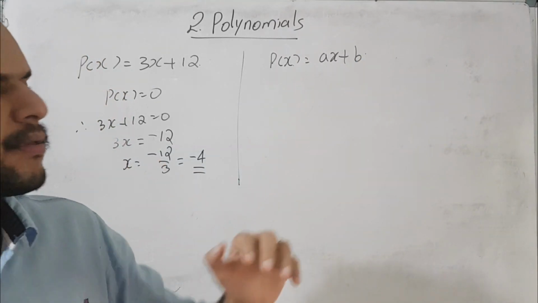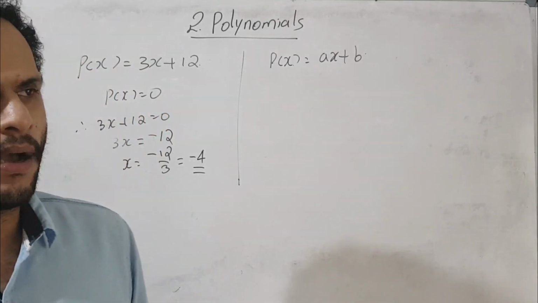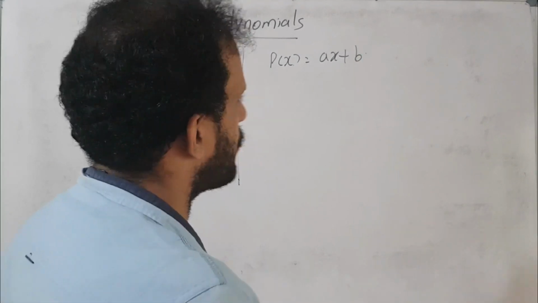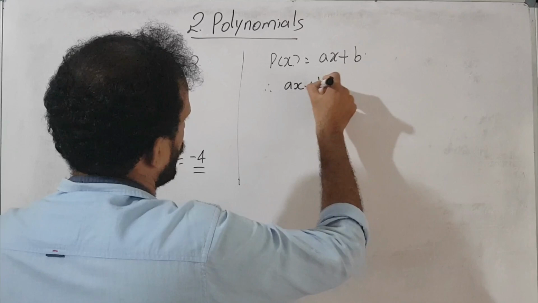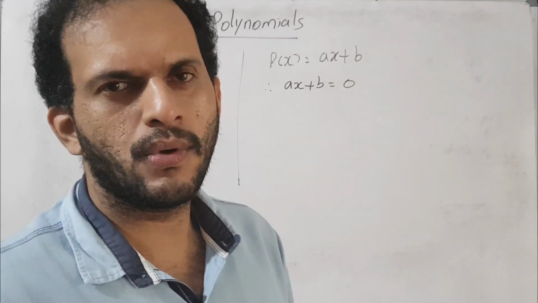So how do we find the 0 of this polynomial ax plus b? What is the idea? The idea is the same: equate it with 0. Therefore, ax plus b is equal to 0. Correct?